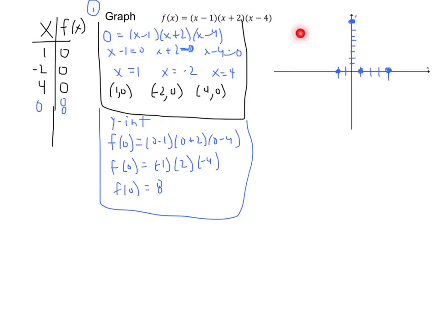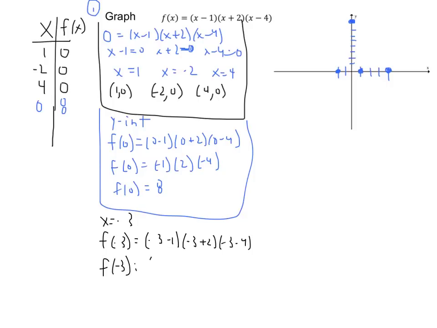Let's find one to the left first. We need to plug in an x value that would be over here. So we have negative 1, negative 2, and the next one would be negative 3. So why don't we try negative 3? How about down here, x equals negative 3. Let's find out what f of negative 3 would be. So let's plug in negative 3: negative 3 minus 1 times negative 3 plus 2 times negative 3 minus 4.